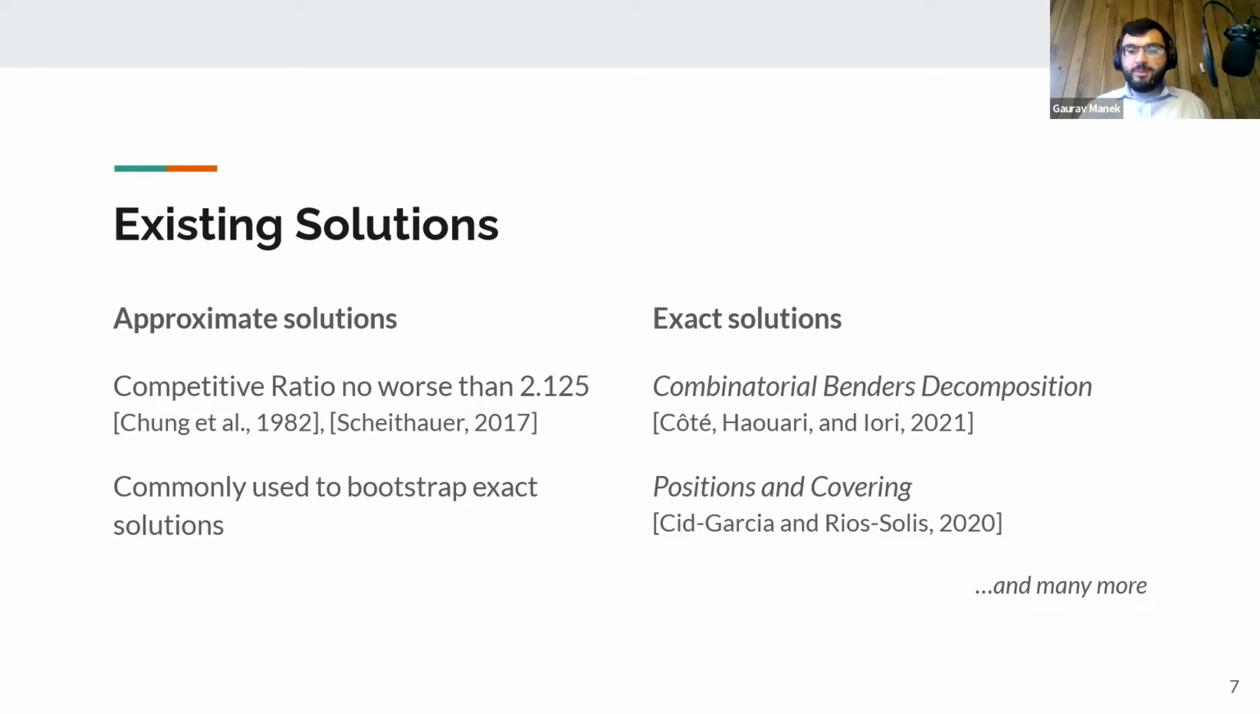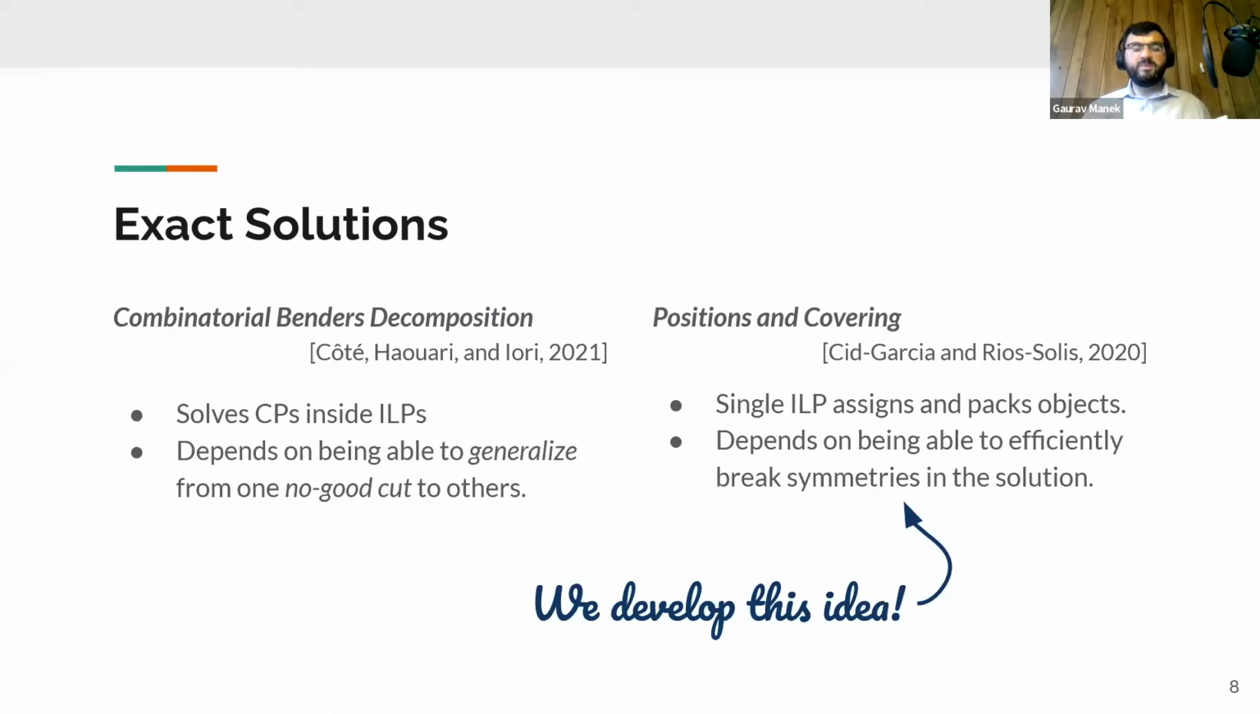Now, there are two modern exact solutions that rely on combinatorial optimization techniques at their core. The first is combinatorial Benders' decomposition, which uses two different kinds of combinatorial optimization techniques together. The strength of this combinatorial Benders' decomposition, which we will only briefly be touching on, is that they have found ways to generalize from one infeasible assignment to many other infeasible assignments.